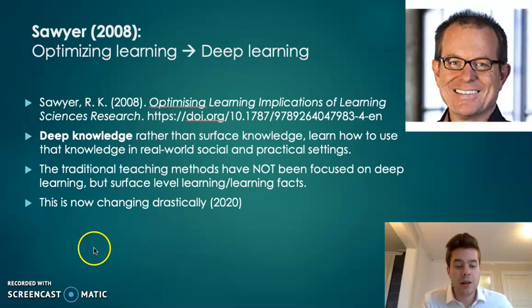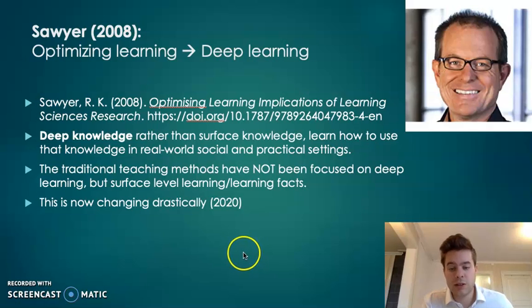Here we have Keith Sawyer, who is famous for his creative, innovative books on how to be creative in the 21st century world. And he's also really famous for his deep learning research, and he really promotes deep knowledge rather than surface knowledge. Learn how to use that knowledge in real world and social and practical settings. And this is really applicable to the classroom for us as teachers.